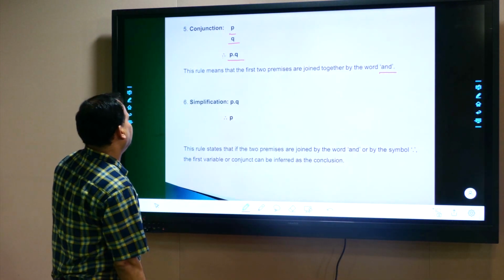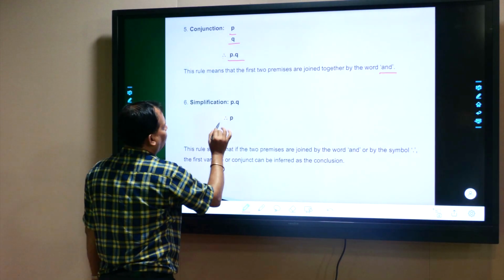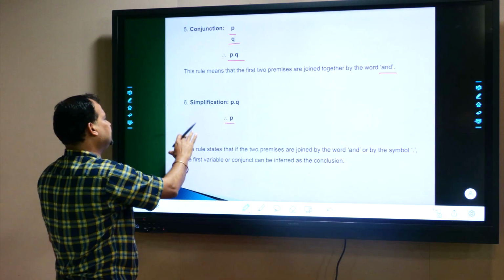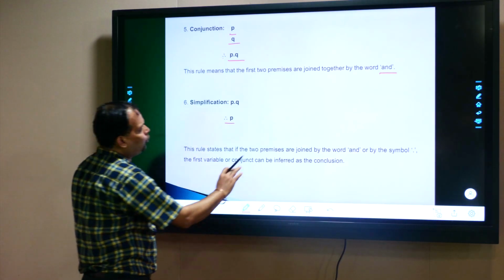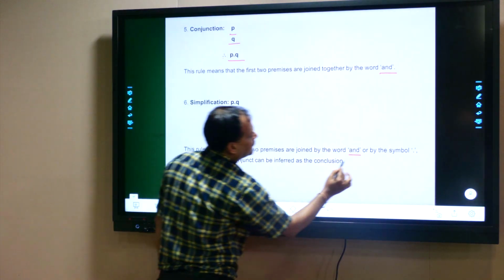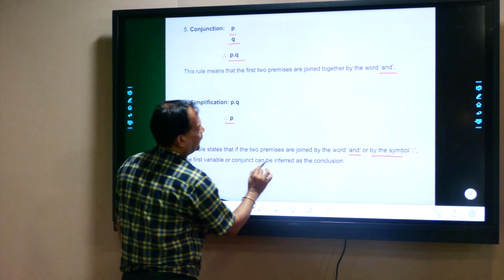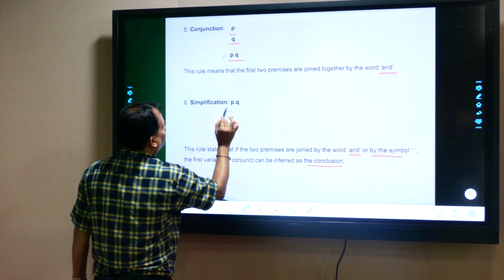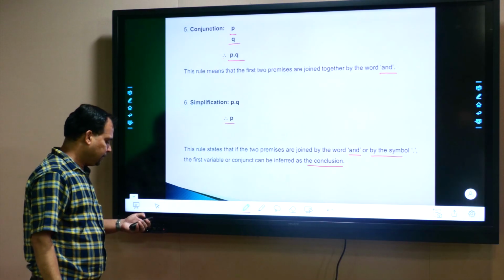Next is the simplification rule: P · Q, therefore P. This rule states that if two premises are joined by the word and or by the symbol dot, the first variable or conjunct can be inferred as the conclusion. P · Q, therefore P. So this is the rule of simplification.